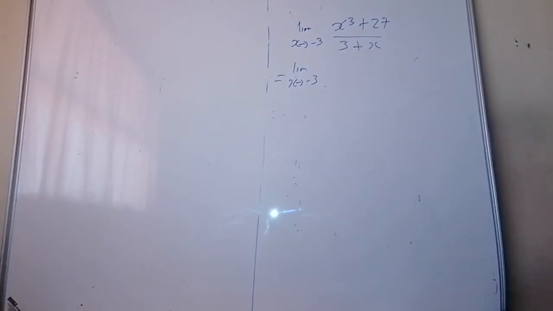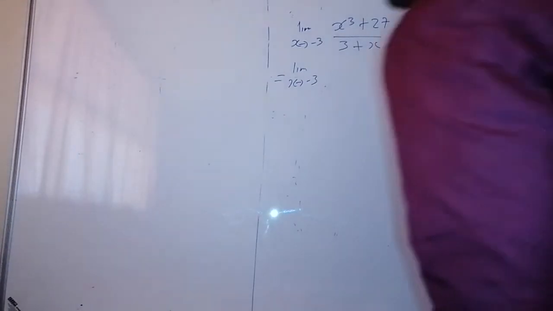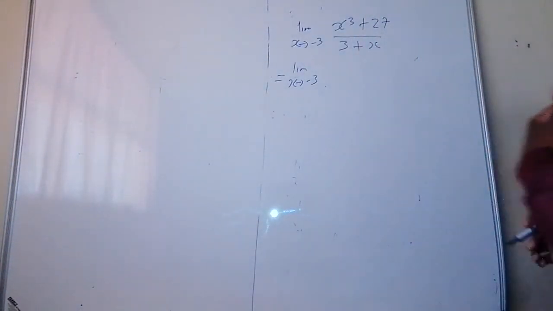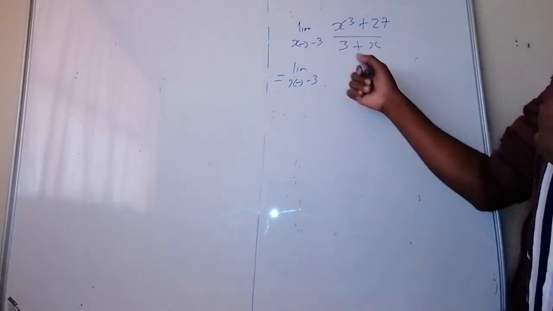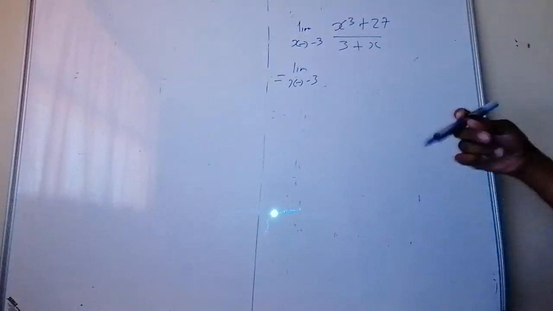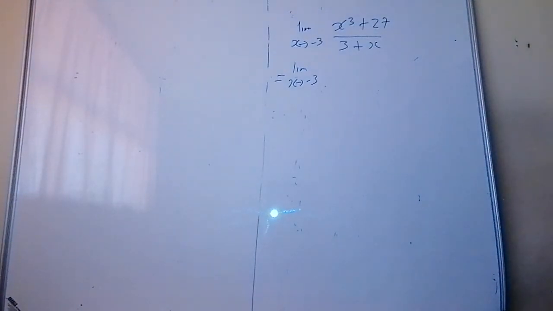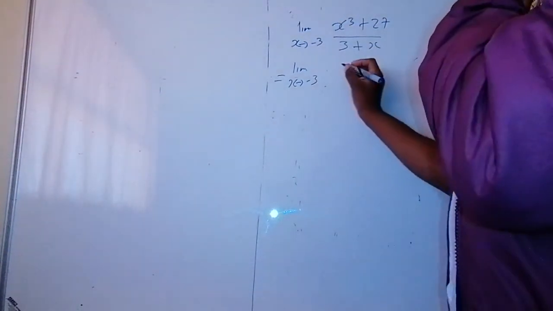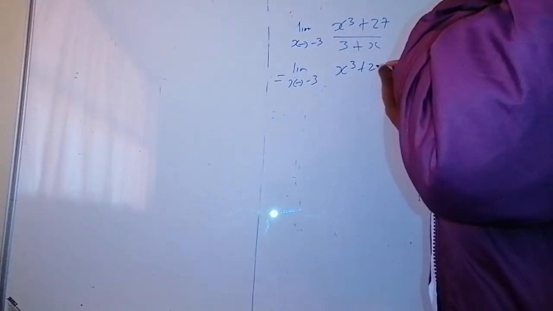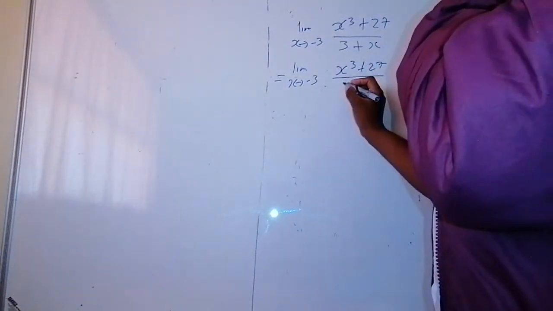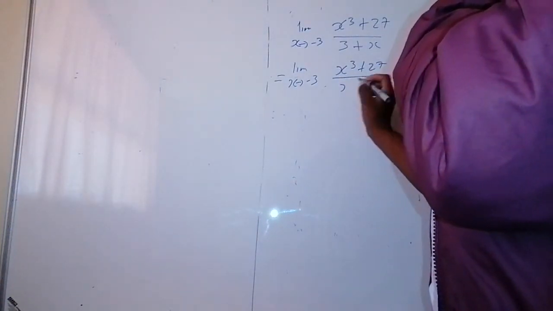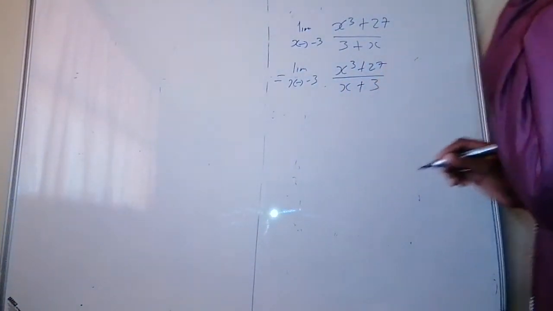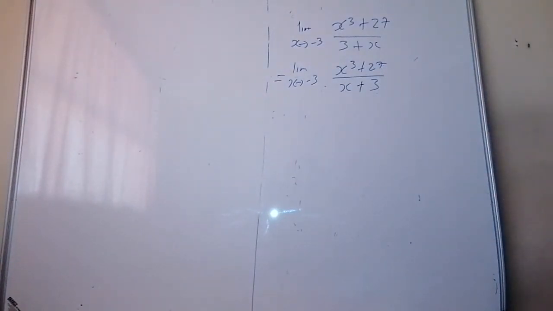So this is another example that I want us to do. Remember, like I told you, the first thing that you do when you try to evaluate limits is to do a direct substitution. 3 plus negative 3 is going to be 0, so it's undefined. So direct substitution cannot work in that case. So let's try to simplify this. This is x cubed plus 27 divided by 3 plus x, which is the same as x plus 3.